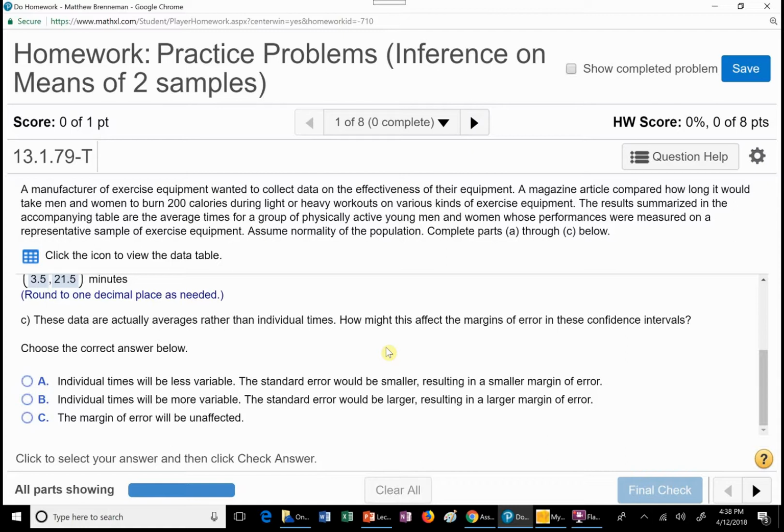So here's what you want to understand from this. Sigma is higher, so the standard error, which is equal to sigma divided by the square root of n, goes up. As sigma goes up, the standard error goes up, and the margin of error is equal to the standard error times the critical value. So this thing will go up. That's kind of the reasoning.